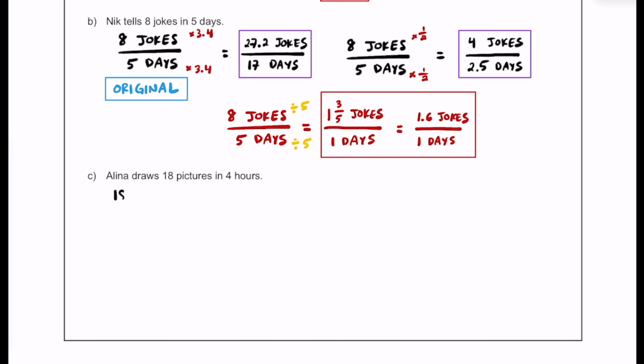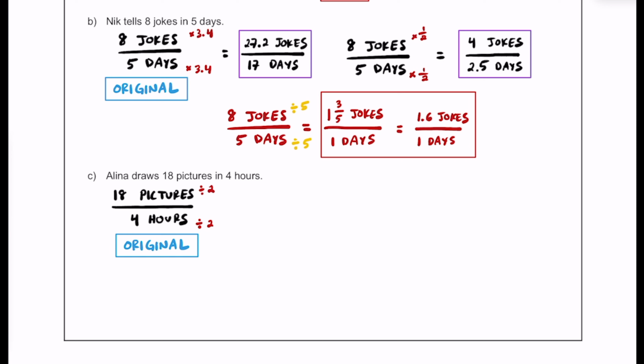So the original rate here is going to be 18 pictures. So she's going to be drawing 18 pictures in how long of time? Looks like it's going to be in 4 hours. So I'm just going to go ahead and write that original rate down. And so once we have that original rate, we can just go ahead and create some equivalent rates here. So again, we can multiply or divide top and bottom by any value we would like here. That's going to create an equivalent rate.